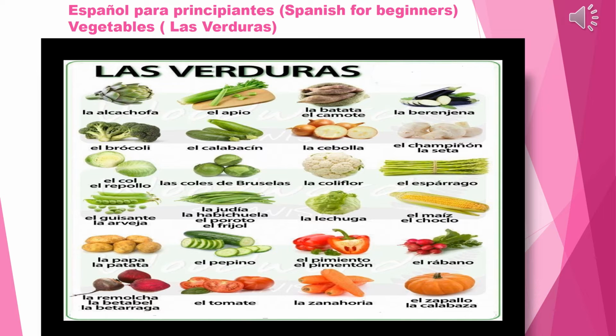Then after you have el pimiento. El pimiento or el pimentón. El pimiento, el pimentón. So that is pepper. Paprika. Anyway, just know that that's pepper. And then in Swahili we say pilipili hoho. Pilipili hoho. So el pimiento, el pimentón.